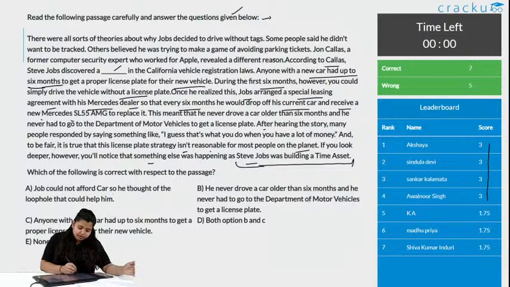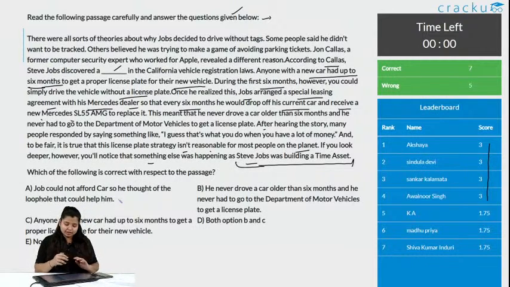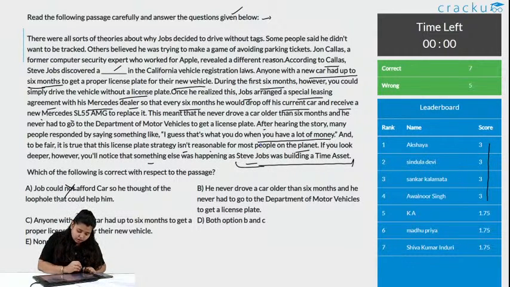Jobs could not afford a car, so he thought of a loophole that could help him. Okay, is it so? No, as the sentence which says people with a lot of money do, that means this is wrong. B, he never drove a car older than 6 months and he never had to go to the Department of Motor Vehicles to get a license plate. Yes, we have come across this line. So, B is correct. So, shall we tick the B and not check the other?